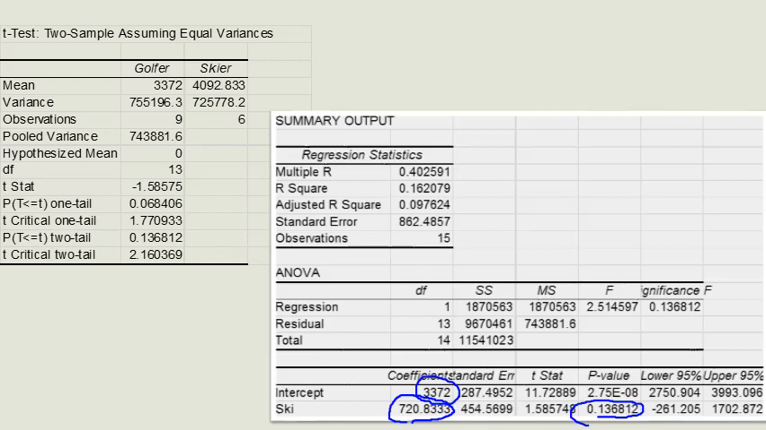Before moving on, I want to point out a couple of other connections. The pooled variance is exactly the same as the MSE. If you look carefully at the two calculations, you'll see that they are equivalent. Also, the standard error of the slope is the denominator of the two-sample t-test.